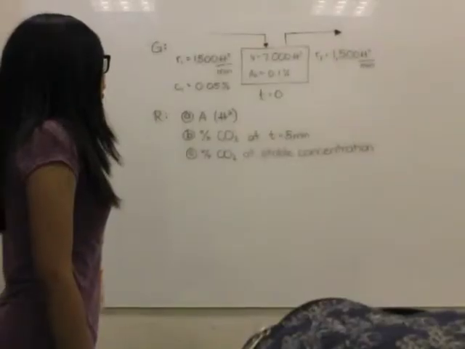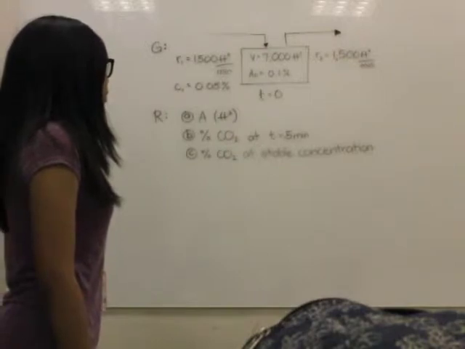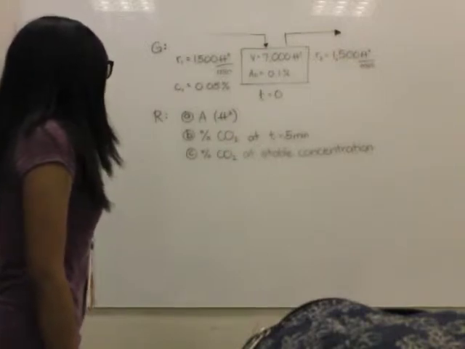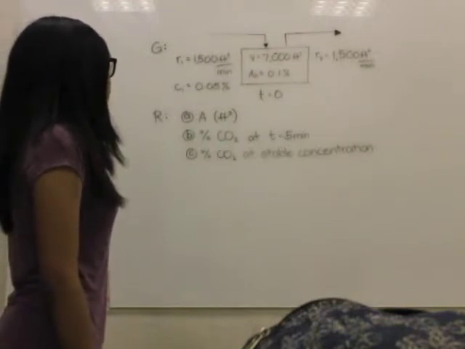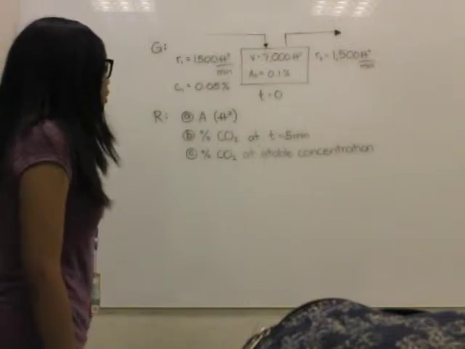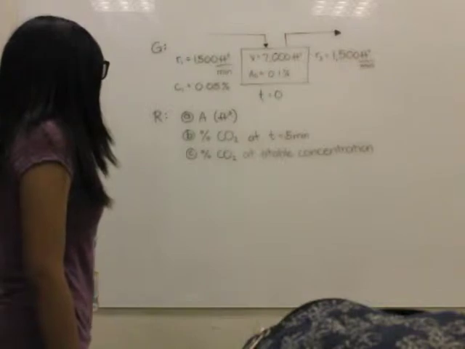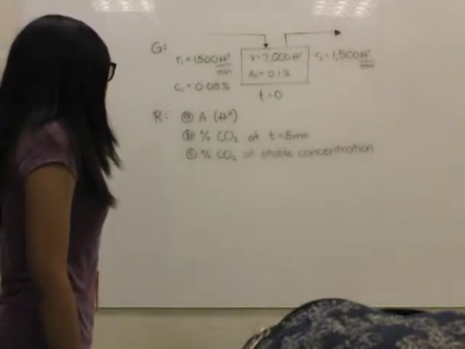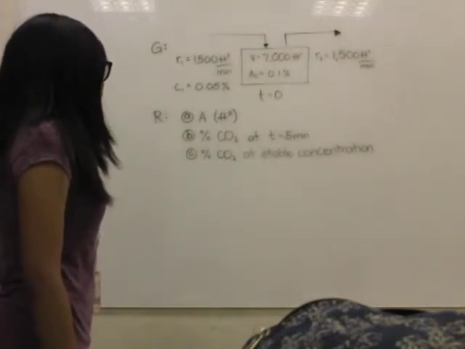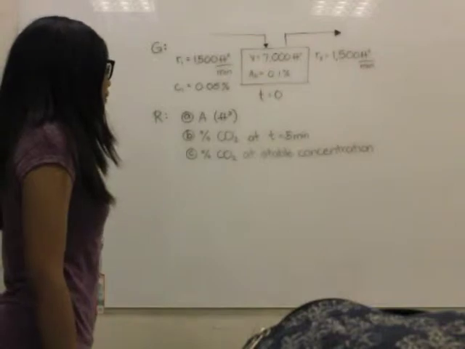Given, volume is 7,000 cubic feet. A initial is 0.1%. Rate 1 is 1,500 cubic feet per minute. Concentration is 0.05%. And rate 2 is 1,500 cubic feet per minute. Required: A in cubic feet. B, percent of CO2 at t equals 5 minutes. C, percent of CO2 at stable concentration.